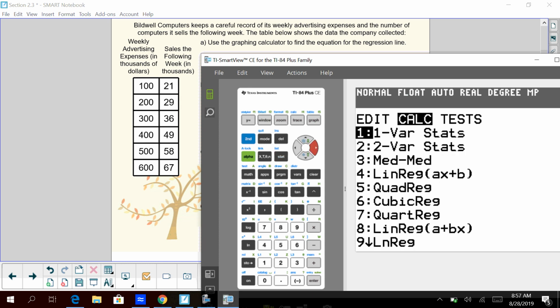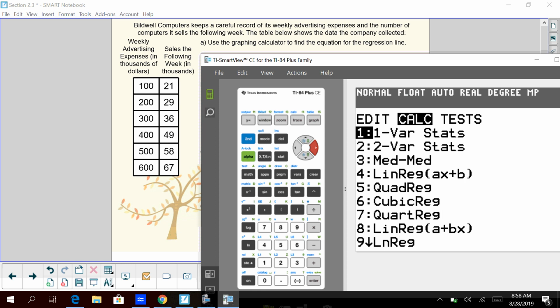We're gonna go over to calculate. Instead of putting our data in, we're gonna have it calculate something. You can see there's all kinds of regressions here. Right now we are focused on a linear regression, which is number 4. And you can see your calculator uses ax plus b instead of mx plus b, but it's going to give us something in slope-intercept form.